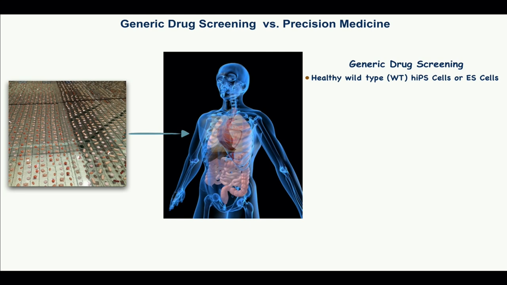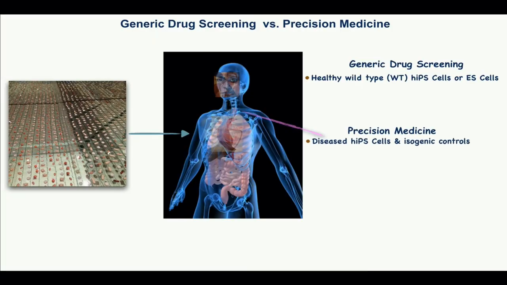Basically, let's talk about what I just told you. What I did just now is a generic drug screen, which is I just took, let's call it wild type or control induced pluripotent stem cells from a patient. We don't know who the patient is, but we know details of that patient. And that's interesting. But the real capacity to exploit this technology comes in when we start to call precision medicine.